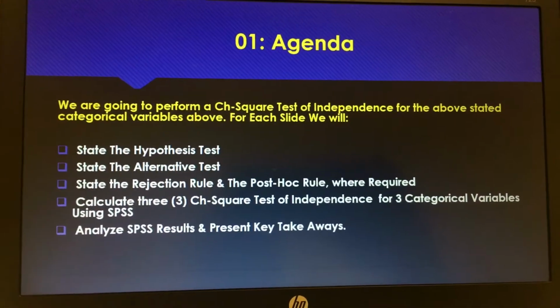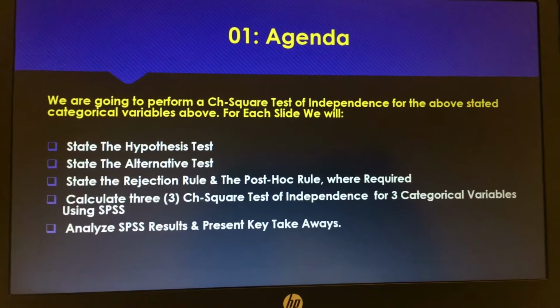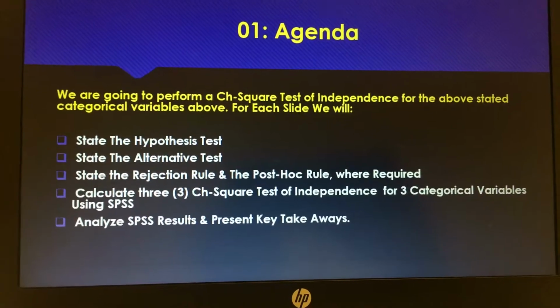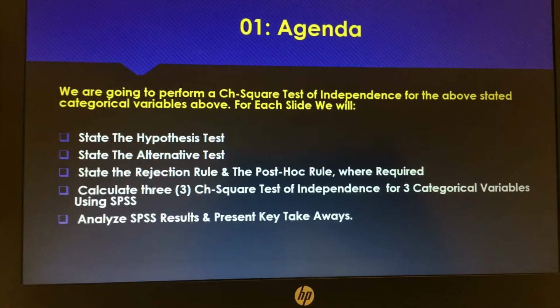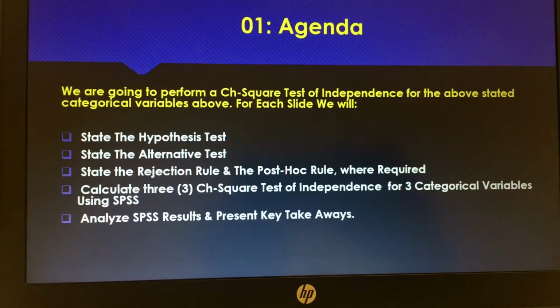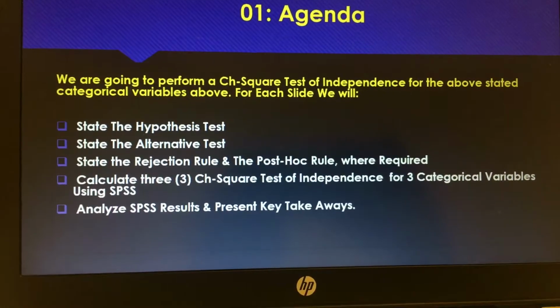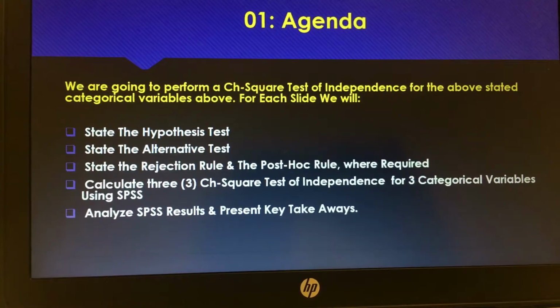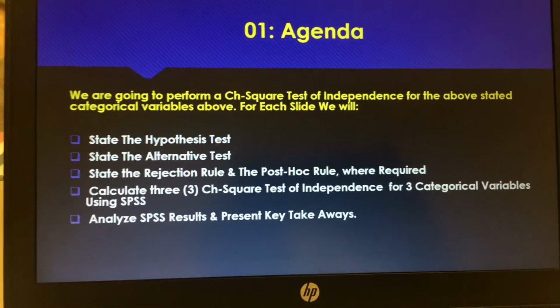We would state the null hypothesis of the test. We would then state the alternative hypothesis. And then we would reject the null if the need requires us to do so based on our findings. And then we would analyze our results.